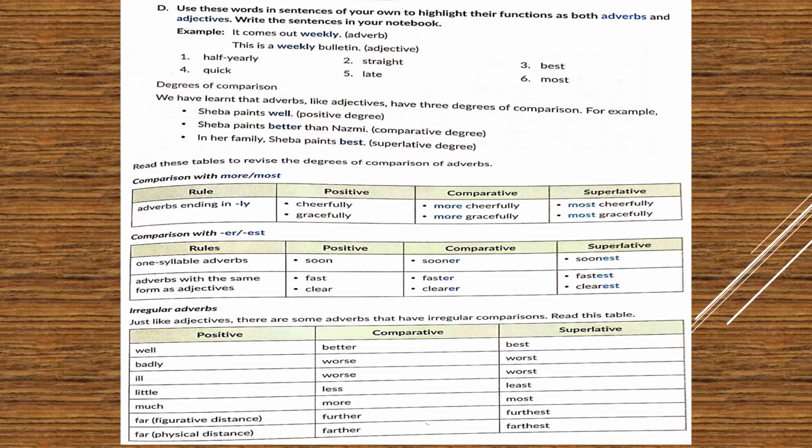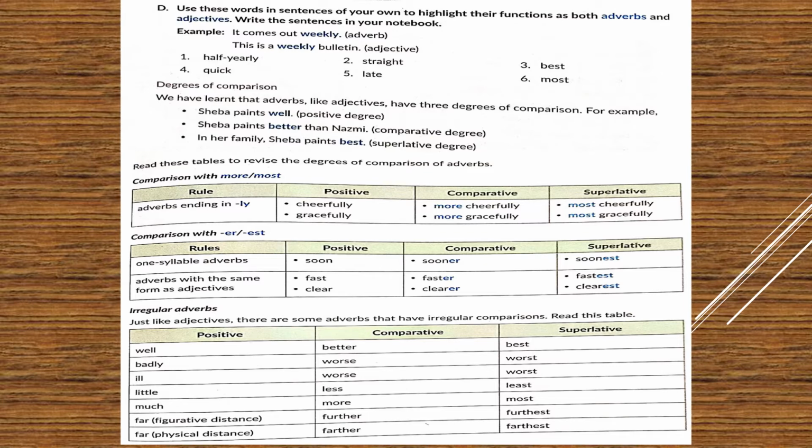Remember children, there is a difference between adverb and adjective. Adjectives, as we learned in our previous lessons, are words that describe a noun or a pronoun. But adverbs are words which describe verbs, actions. They describe adjectives and they also describe other adverbs. So while using them in a sentence, if you want to use it as an adverb, it must describe an action or another adverb or adjective. But if you are using it as an adjective in the sentence, it must describe a noun or a pronoun.